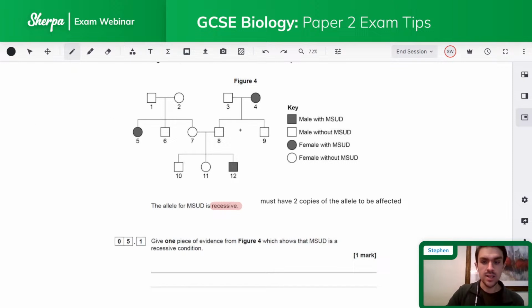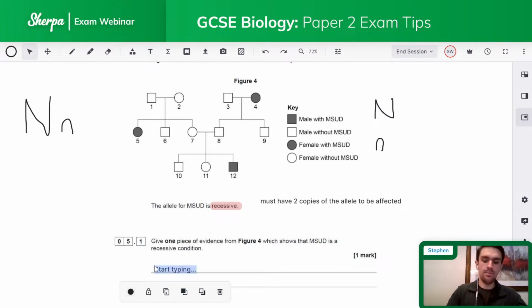a dominant one. So let's designate a capital N to be the dominant allele and a lowercase n to be the recessive allele. So if we've got 2 parents here, we've got a capital N and a little n. If they are carriers, they carry this recessive allele, which means if they come together and produce offspring, then the offspring could potentially have 2 recessive alleles without the parent being affected. Okay, so our answer here is simply that parents without MSUD have offspring with MSUD.